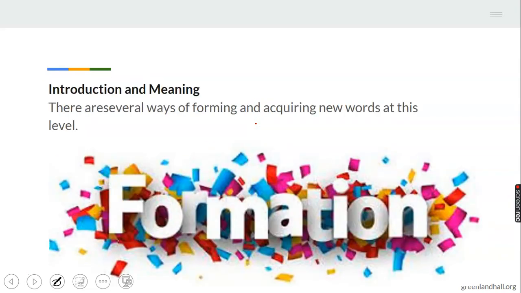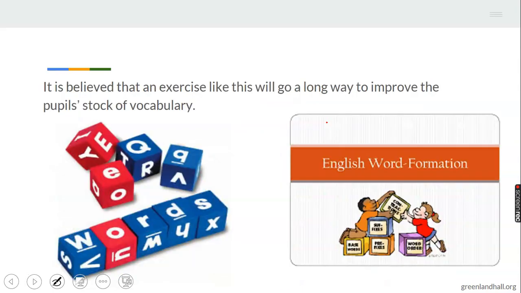Before we do anything, we have to define our terms. So what do we mean by word formation? There are several ways of forming and acquiring new words. At this level, there are so many ways we can form and acquire new words. An exercise like this will always go a long way to improve your vocabulary and your ability to spell, read, and write. It's going to help you a lot.